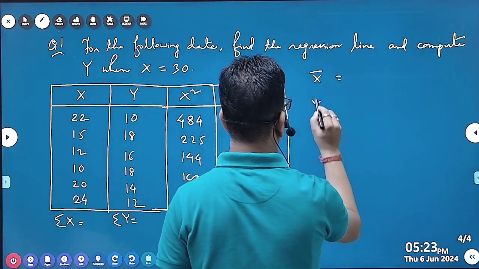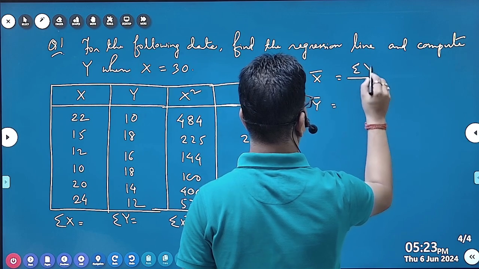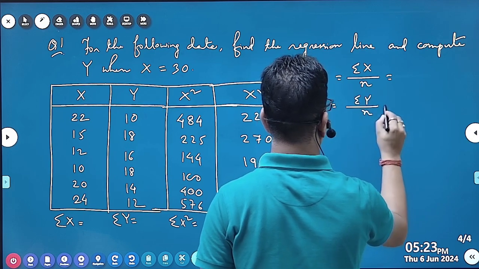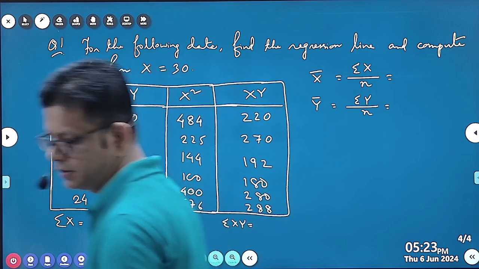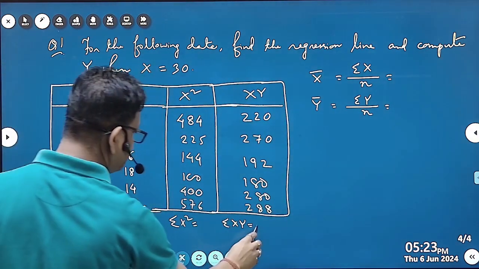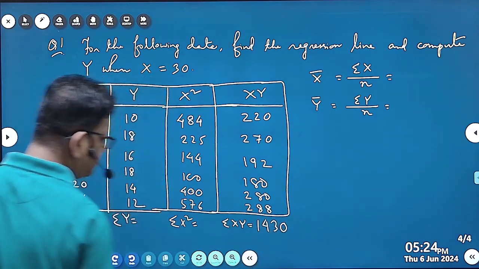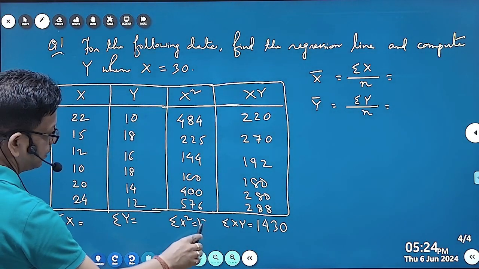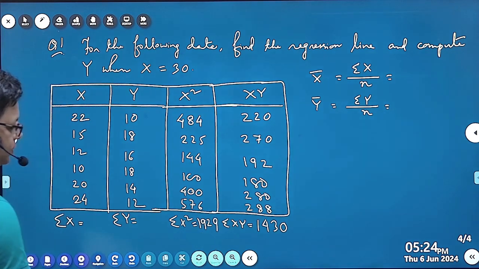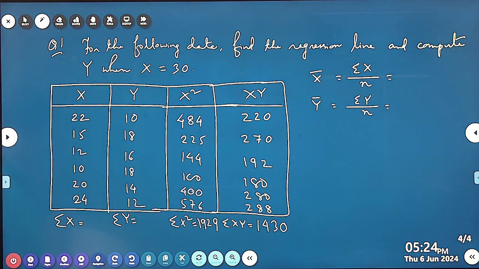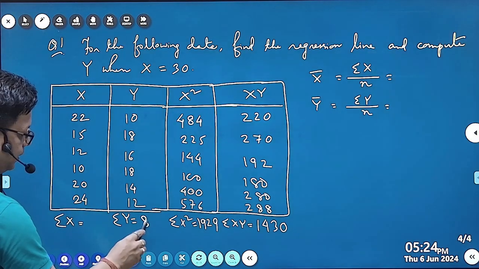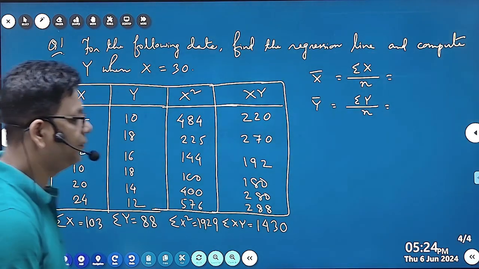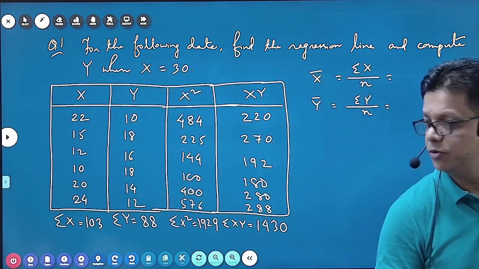X bar is summation of x by n, y bar is summation of y by n, it's a mean. Please check it, is it 1430? Those who are online, please correct me if it is wrong. Is it 1430? Yes, sir. Okay, and this one? 1929. This one? 88. Okay. Now the table is over.